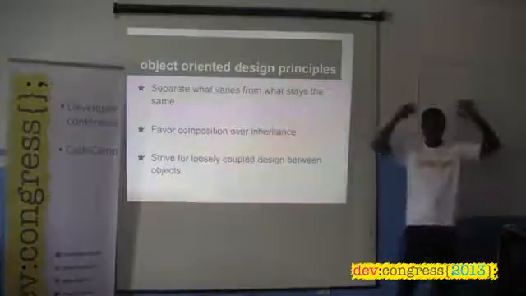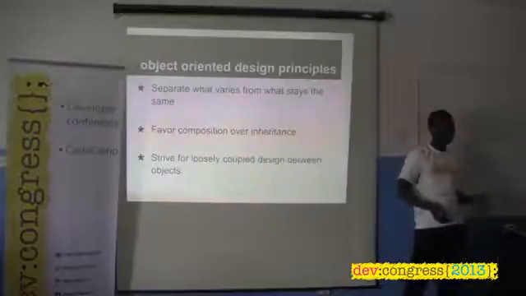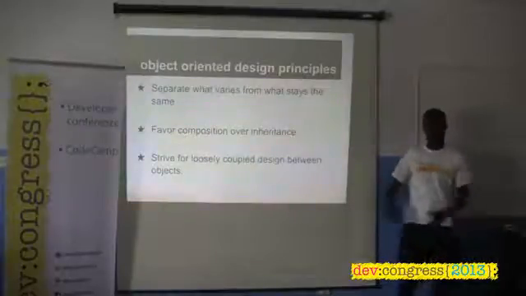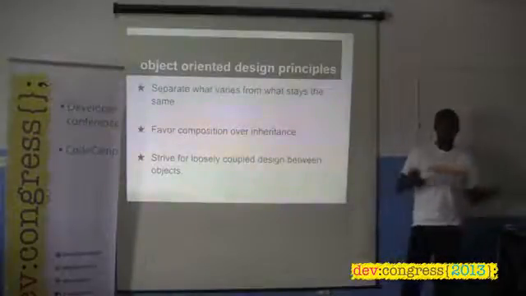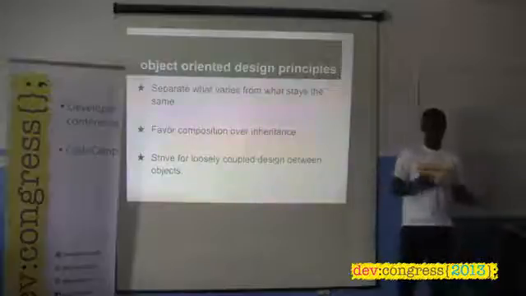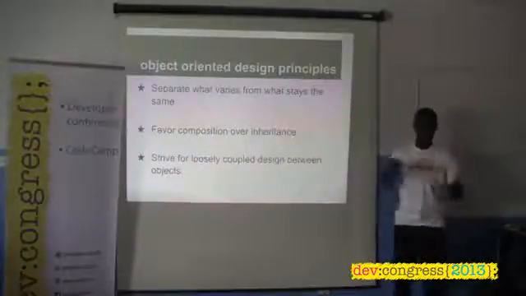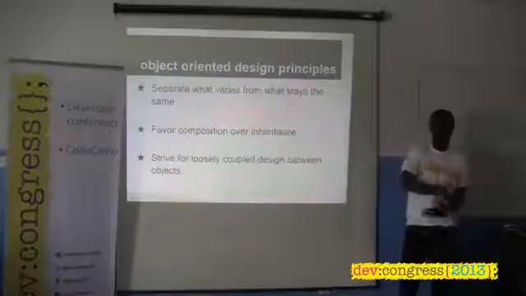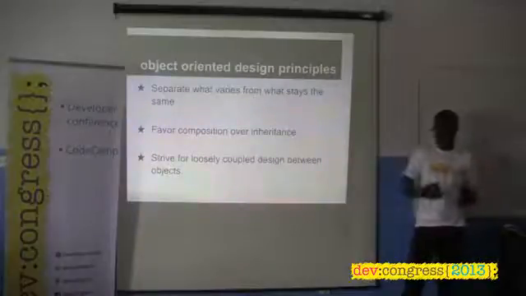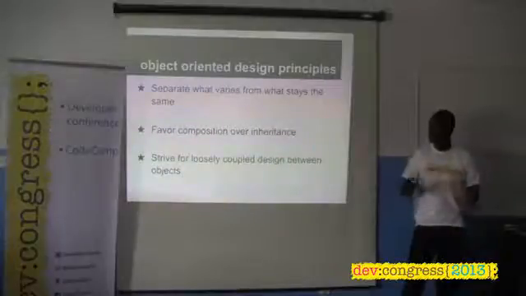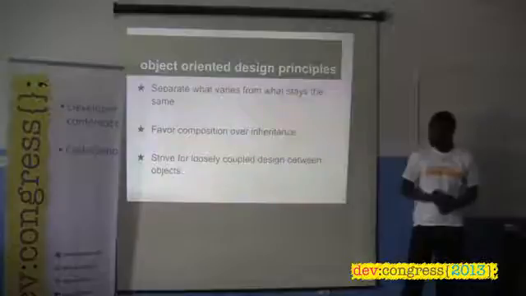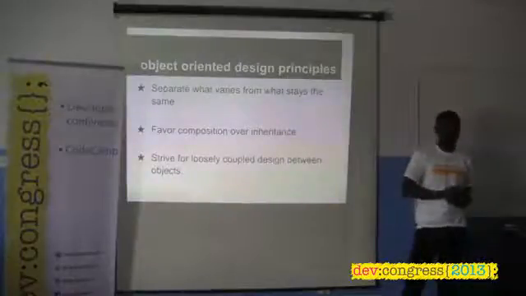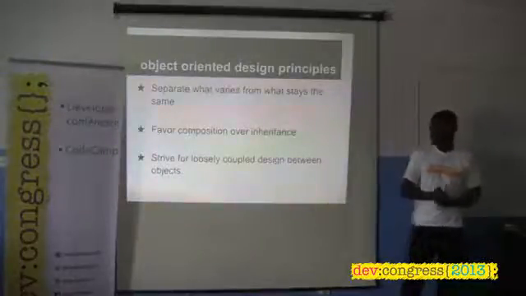Instead of having a superclass that has all the attributes and methods that all the subclasses will inherit, you should look for the ones that vary and make sure that the subclasses have those as part of them, but not inheriting from a superclass, so that it makes it easy for changes to take place in the application. And then you should always try for a loosely coupled design between objects.